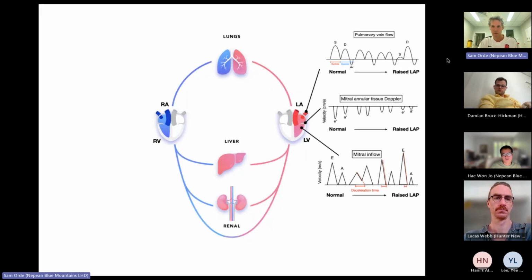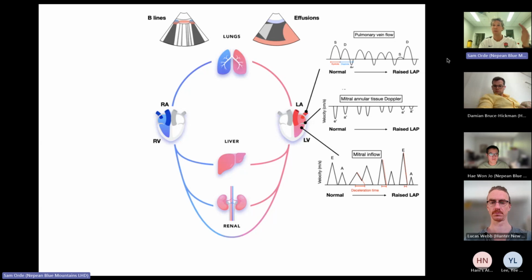Okay, left atrial pressure. We're going to assess that by looking at the inflow to the left ventricle, by assessing our mitral annular tissue movement. We're going to look at our pulmonary veins. That left atrial pressure assessment is still a part of the cardiovascular system, which means we need to look downstream from that, or is it upstream? Upstream of that, that means we're going to look at the lungs. We're going to look for B lines, raised interstitial fluid. We're going to look for effusions.